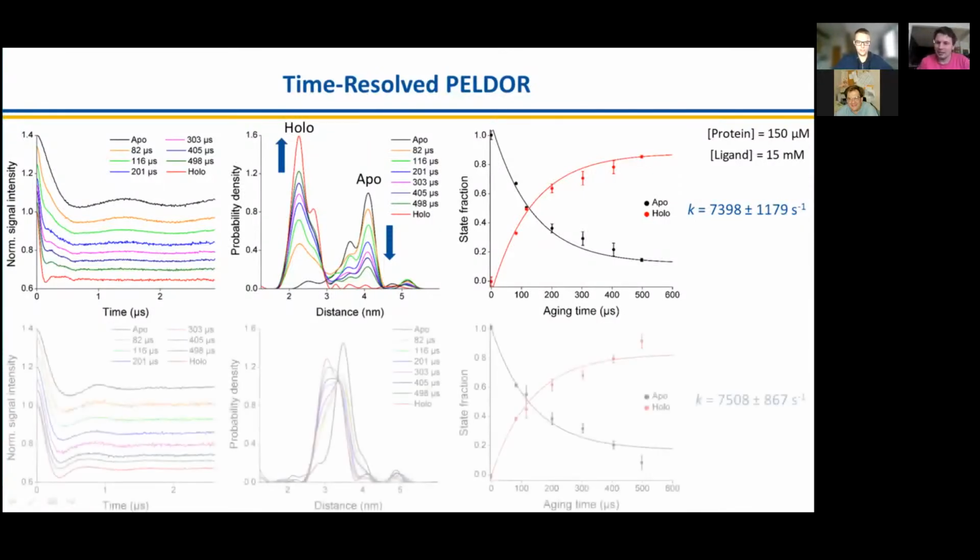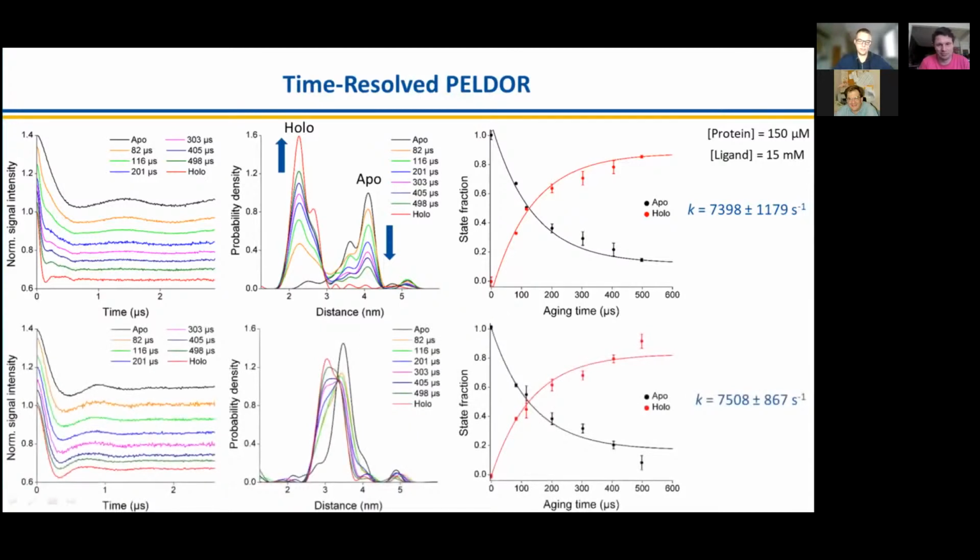For the second construct, the picture is basically the same. We're also in the same order of magnitude, which is on the one hand quite reassuring because it's some kind of reproduction. And it also implies that the kinetics, which we observe here, is independent from the labeling site.